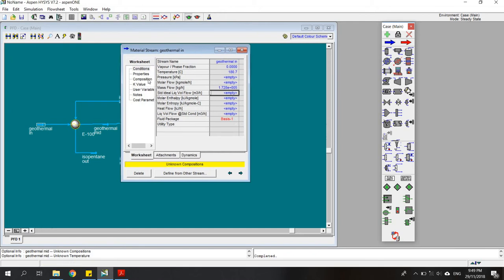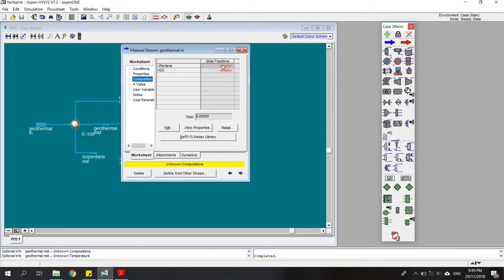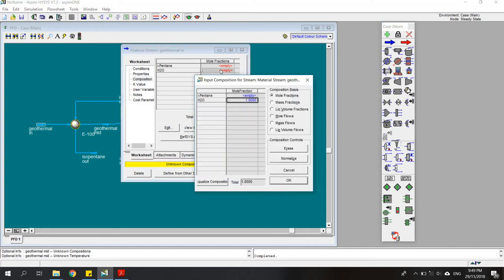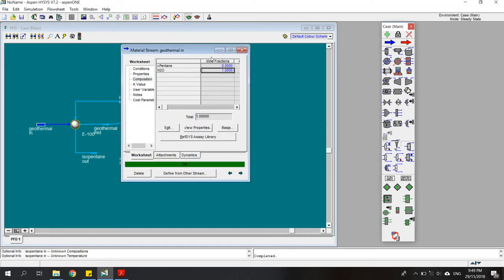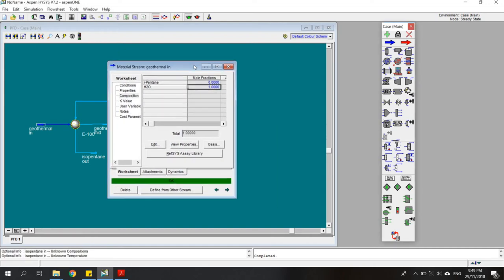Okay, and then composition. For the geothermal brine, I will assume that it is 100% H2O, or water. But in real conditions, it could consist of some silica or some sulfur. It depends on the geothermal brine composition. But just to simplify our model, I'll just make it 100% water. Okay.